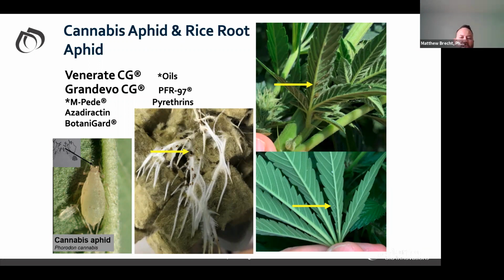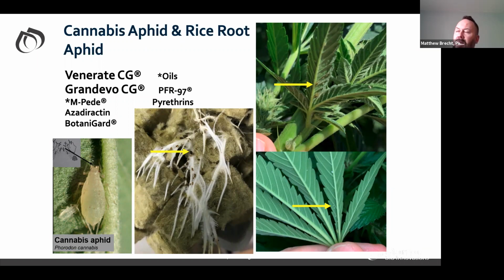The cannabis aphid and the rice root aphid, obviously they're two different things, right? So the cannabis aphid is in the foliar side of things, where the rice root aphid is in the roots. So on the left-hand side picture, you see the foliar aphid. It's a light green to an opaque kind of white look to it. That's what you're going to look for on foliar. They're going to be on the underside of the leaves, typically at the bottom near the stems and the veins. And they basically just feed on and multiply and destroy from there.